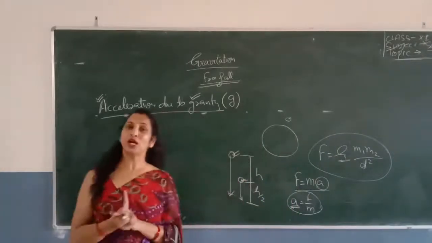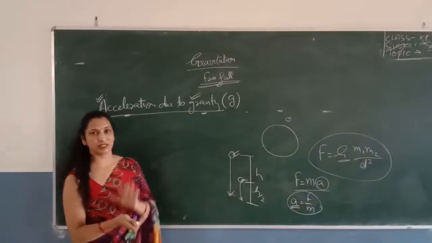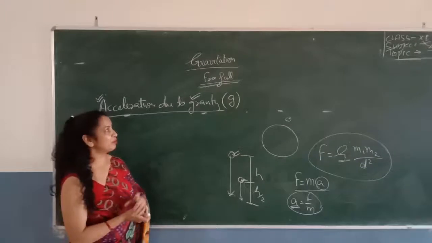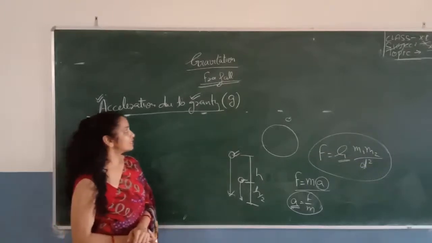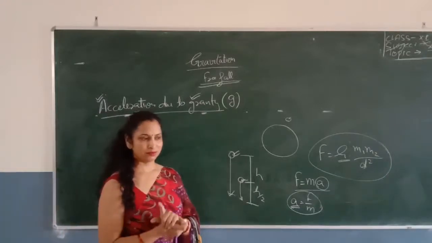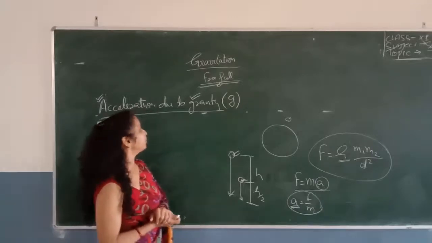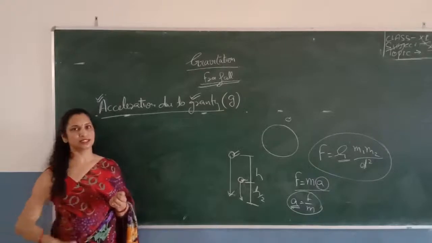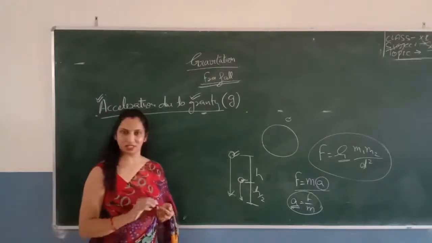You should also understand the difference between small g and capital G. This is a very good question: differentiate between the small g and capital G. The acceleration produced in the body due to the gravitational force exerted by the earth is called the acceleration due to gravity. It is represented by the symbol small g.